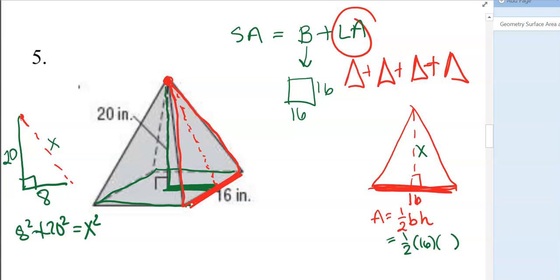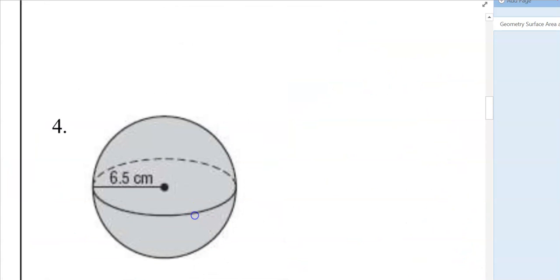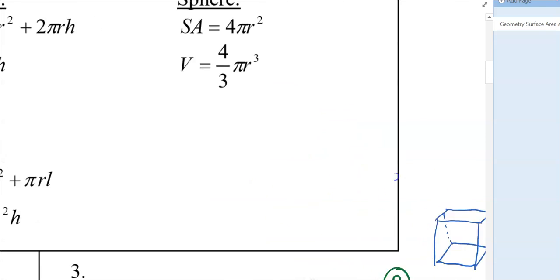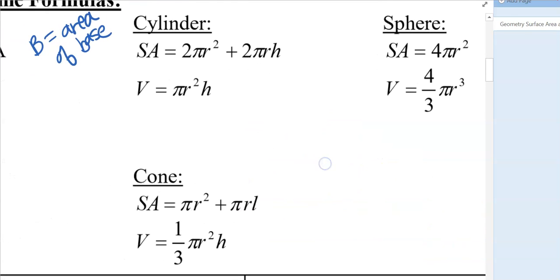So just make sure you guys keep good track. Do we feel like with all the capital B's and the LA's, we understand at least what the pieces are and we can get through the pyramid and the right prism? Is that part okay?